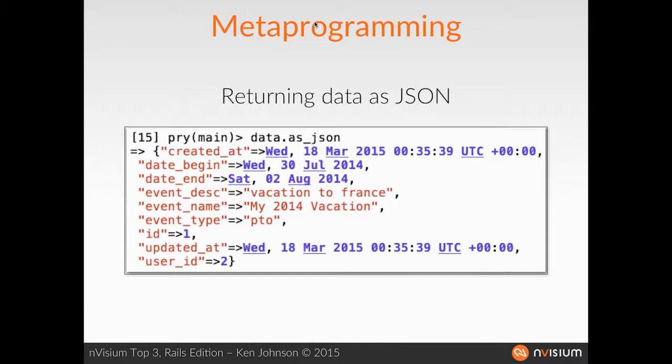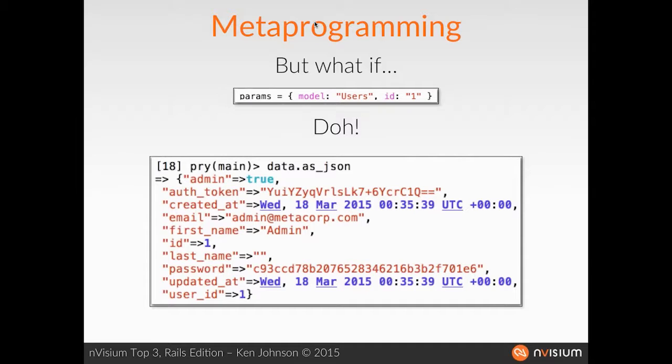Cool. And then we return that data as JSON. So nothing out of the ordinary. Event description, event name, all that stuff. But the problem is when you don't restrict what models a user has access to. And that seems, again, pretty simple, but we see it all the time.